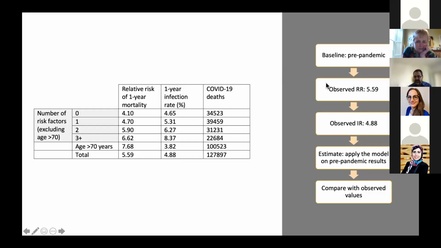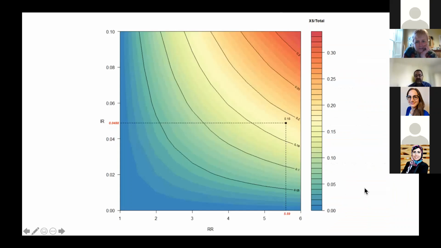So what we did in this study is that we found a pre-pandemic baseline mortality in a control group, and we applied that model of a previous year's model with observed relative risk and infection rate and compared that to actual values. So here we saw that with actual values of infection rate and relative risk, the proportion of excess rate to total death is around 18%.